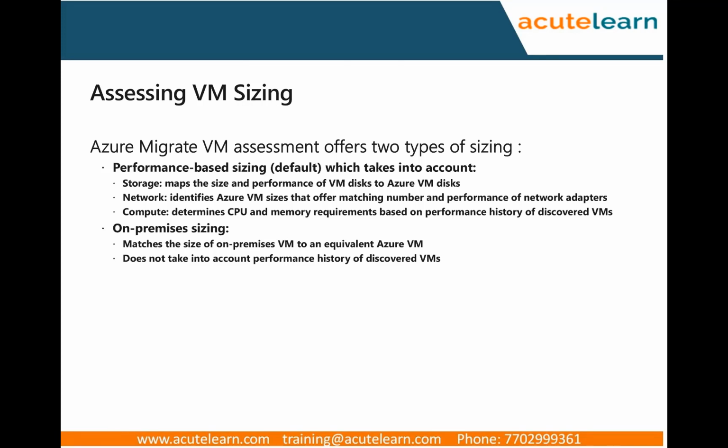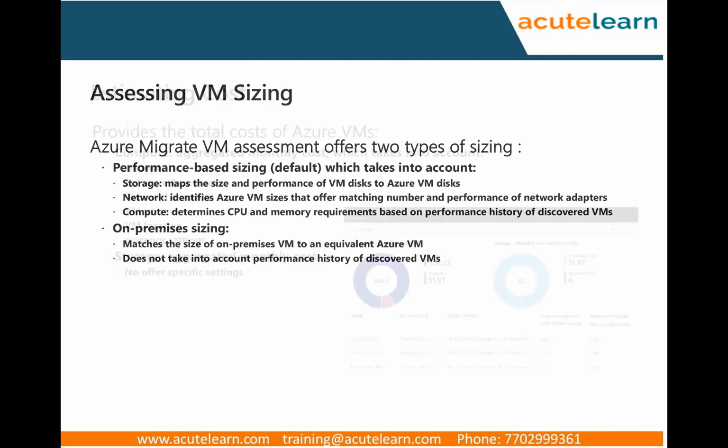On-premises sizing means it doesn't consider the performance. So you have a virtual machine with two processors and 4 GB RAM. It only recommends the series of virtual machine which provides two processors with 4 GB RAM. It doesn't bother about CPU utilization or memory utilization, because sometimes you don't want to consider that. You want to go with the actual sizing allocated. And sometimes you see that performance-based sizing is oversizing the cost, and you want to go with on-premises sizing and compare the cost between those things. You can do that.